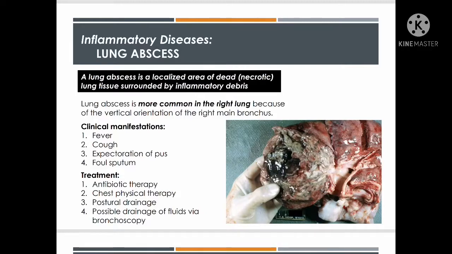Empyemas consist of an accumulation of pus in the pleural cavity, usually caused by some primary lung infection. Treatment of an abscess and empyema centers on treatment of the primary condition causing it, including antibiotic therapy, chest physical therapy, postural drainage, and possible drainage of fluids via bronchoscopy. If the abscess is resistant to antibiotics, surgical resection of the abscess may be necessary, and in cases of multiple drug-resistant abscesses, the entire lobe may be surgically removed.